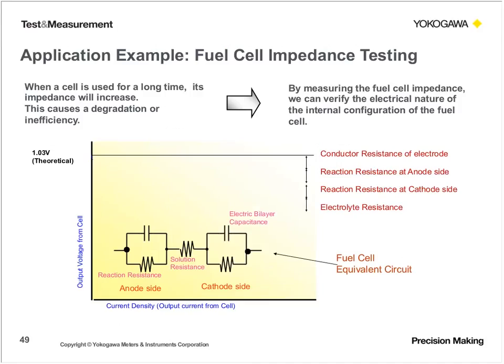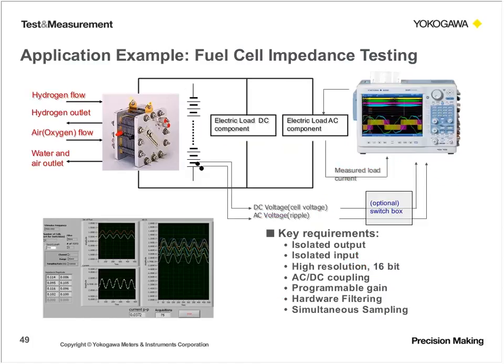So lastly, I want to get into the application example. In this case, a customer of ours was measuring a fuel cell impedance, and I'll show you here on the block diagram. For this fuel cell, the customer wanted to measure the DC voltage, but he was experiencing an AC voltage ripple on the DC signal.